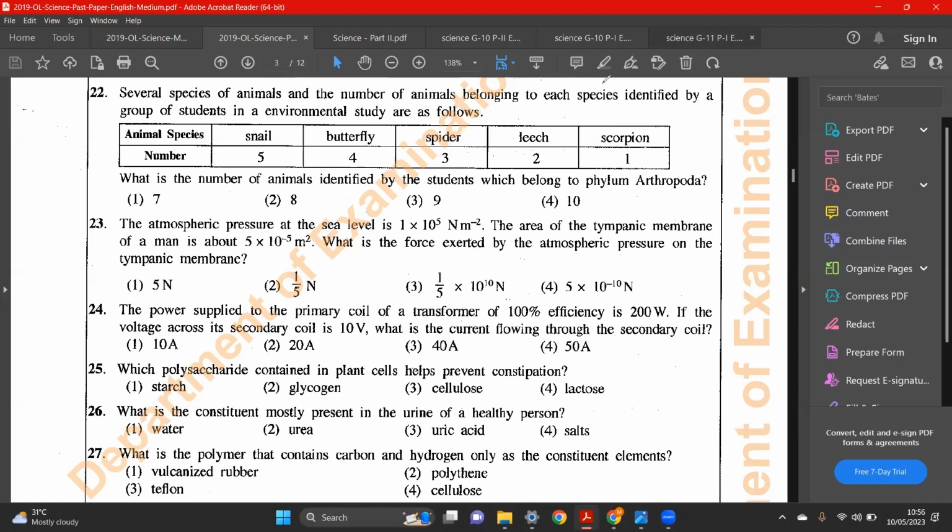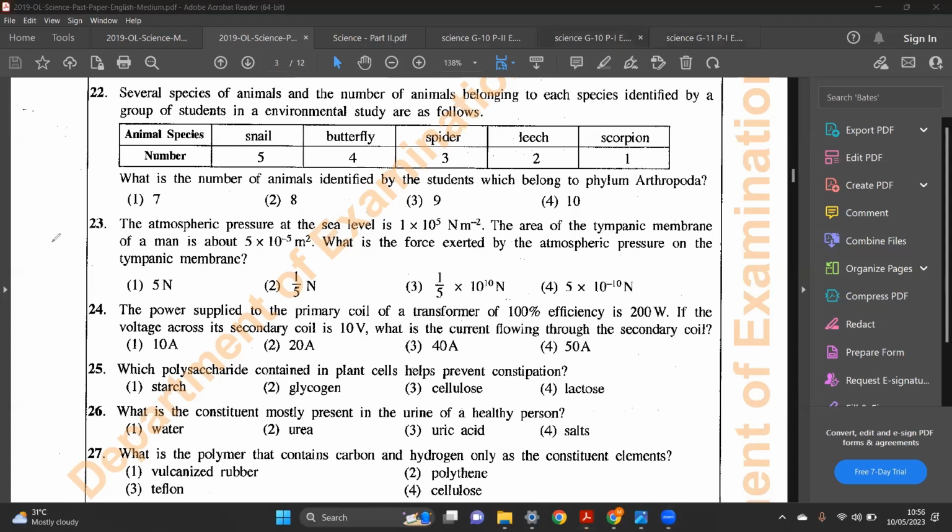Then 23, they've given you the atmospheric pressure at sea level and the area of the tympanic membrane of a man, that is there inside your ear. So what is the force exerted by the atmospheric pressure on the tympanic membrane? That is pretty straightforward. You have 2 equations for pressure. One is h rho g, mainly when you talk about fluids, that is liquids or gases. When you talk about solids, we go for F over A. So here we have P and A. It's a matter of multiplying these two to get your F, which will give you 5 Newton. Okay, so option number 1.